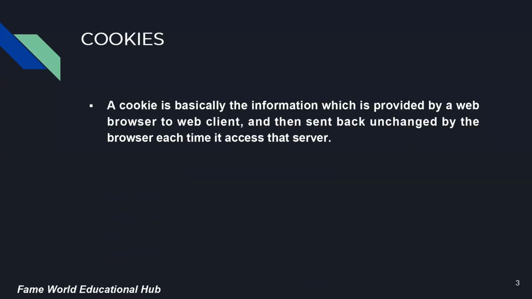A cookie is basically information provided by a web server to the web browser and then sent back unchanged by the browser each time it accesses the server. Cookie-based attacks are malicious attacks that use cookies to steal personal information or infect a device with malware. There are different types of cookies, such as persistent cookies and advertising cookies. Cookies are very dangerous anyhow.